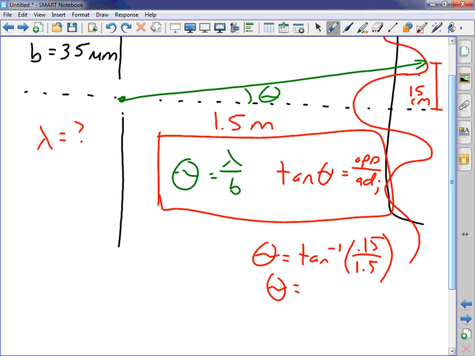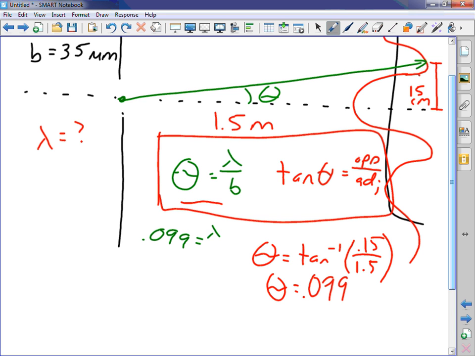What does theta come out to be in radians, please? 0.099. We're well within the small angle approximation. Since we're using this equation right here, and I'm making this small angle approximation, I have no choice. I must use radians.